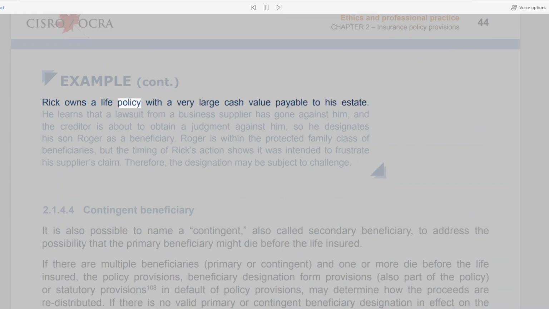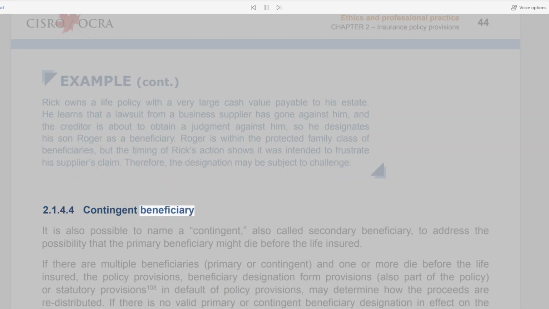Rick owns a life policy with a very large cash value payable to his estate. He learns that a lawsuit from a business supplier has gone against him, and the creditor is about to obtain a judgment against him, so he designates his son Roger as a beneficiary. Roger is within the protected family class of beneficiaries, but the timing of Rick's action shows it was intended to frustrate his supplier's claim. Therefore, the designation may be subject to challenge.